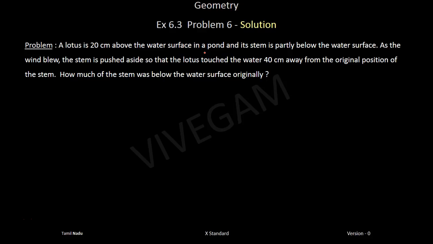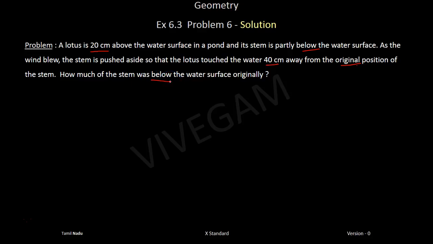It's pretty confusing, isn't it? Anyway, let's just quickly mark what is given. Lotus is 20 centimeters above water, so part of the lotus stem is below the water. And when the wind blew, the stem pushed aside so that the lotus touched the water 40 centimeters away from the original position. And what are we asked? We are asked to find how much of the stem was below the water.